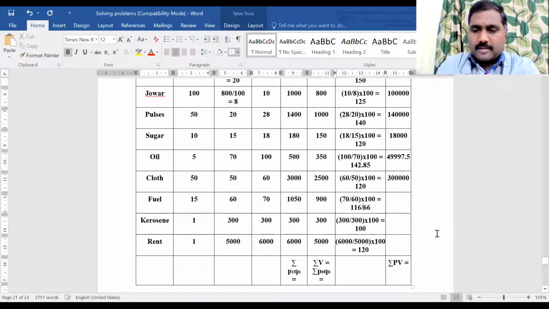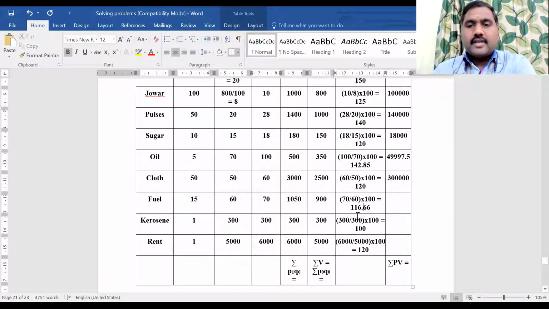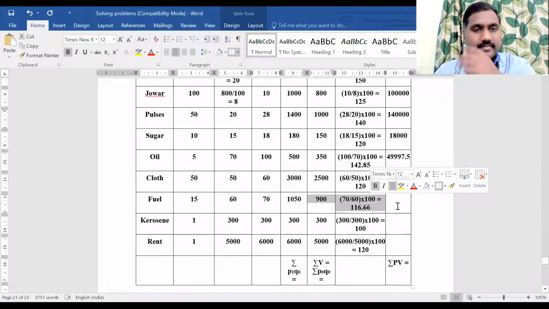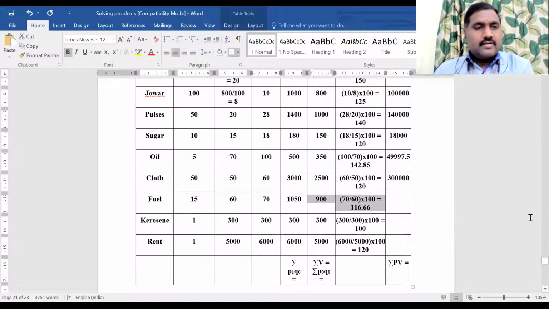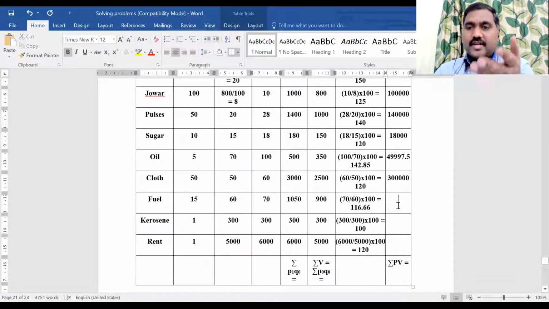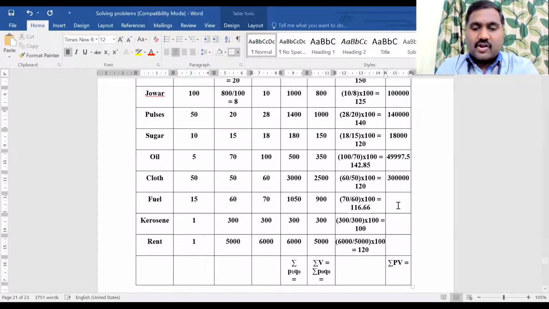And what? 116. Okay. 900 into 116.66. Please write down the values carefully and note down how many zeros, whether it is in lakhs or crores or thousand, and write it. Suppose if I made any mistakes, please tell me, I will correct it. Don't copy the wrong value. At least tell me the mistake. You won't tell me the answer. At least tell me the mistake I'm making.